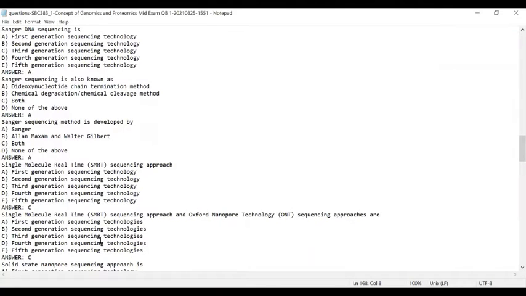The second question is also to you, Srividya. Sanger sequencing is also known as chain termination method, chemical degradation method, both, or none? Chain termination method, sir. Yes, chain termination method. Okay.